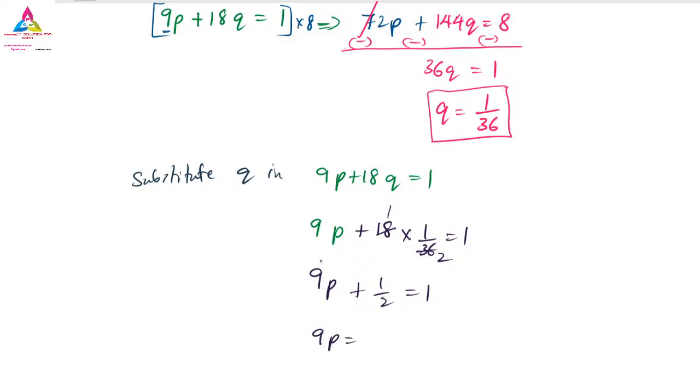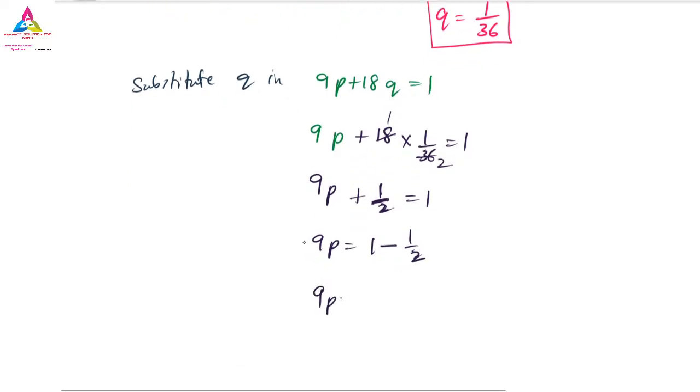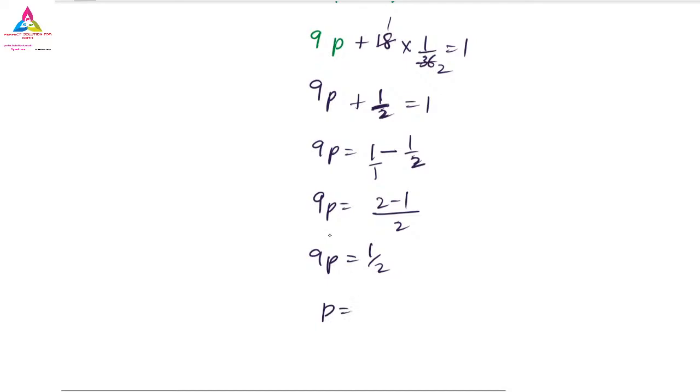So 9p is equal to 1 minus half. This half I am shifting to the other side, so it becomes minus half. 9p will remain as it is. We have to take the LCM. The LCM is 2, so 2 ones are 2, 2 minus 1, so the answer will be 1 by 2, that is equal to 9p. So the p value will become half, and that 9 will go to the denominator, so 1 by 18. The p value will become 1 by 18.